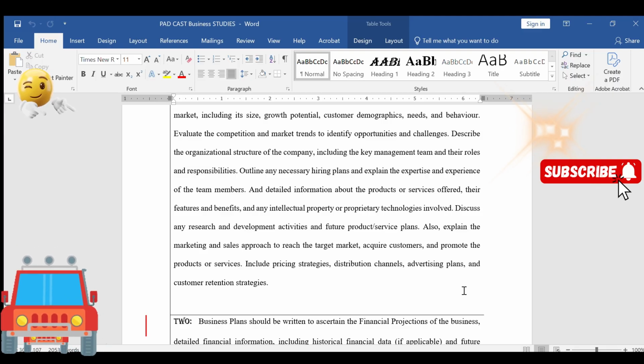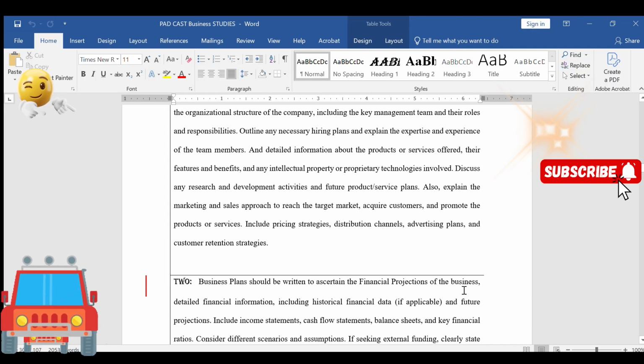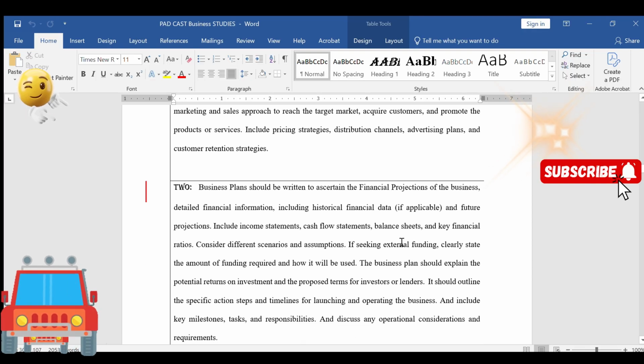Also explain the marketing and sales approach to reach the target market, acquire customers and promote the product or service, including pricing strategies, distribution channels, advertising plans, and customer retention. So we have distribution channels.